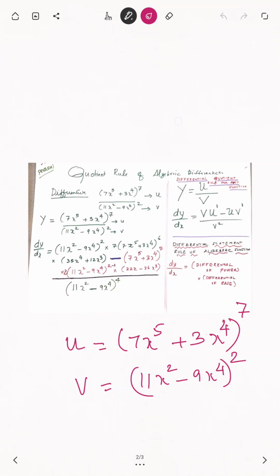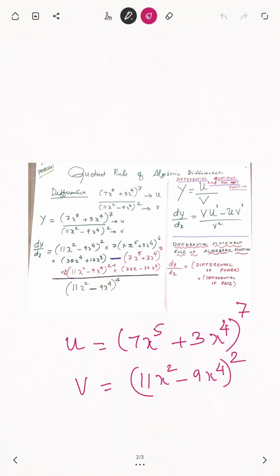Next, I am taking one new sum. Differentiate (7x power 5 plus 3x power 4) whole power 7 divided by (11x square minus 9x power 4) whole square. You see, this function is in the form of u by v.